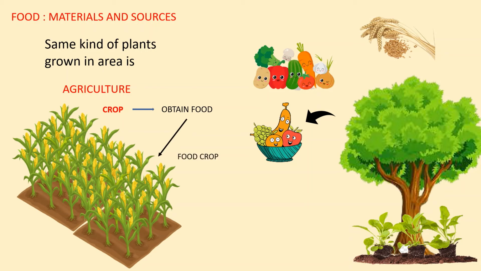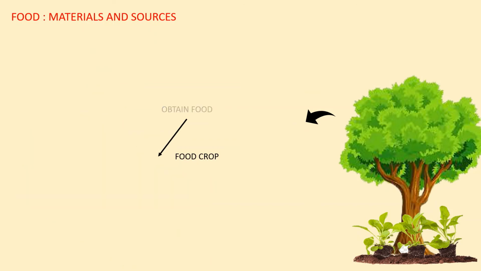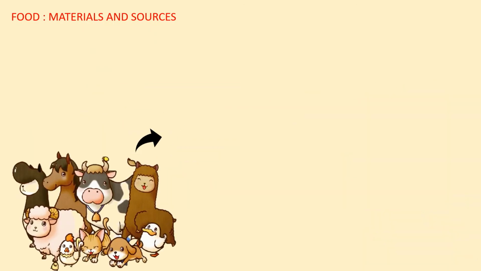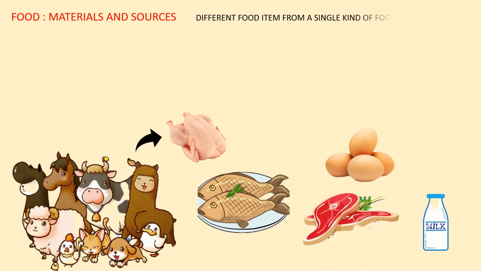Yes, you heard me right. They are called food crops. We are well known about the agriculture in India. The second source is animals, and the sources we get are milk, meat, fish, egg, chicken, and many more.